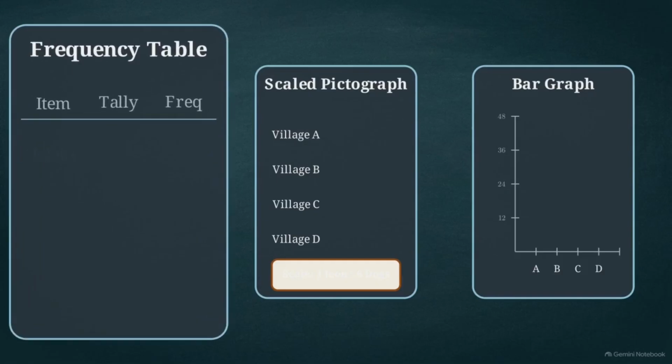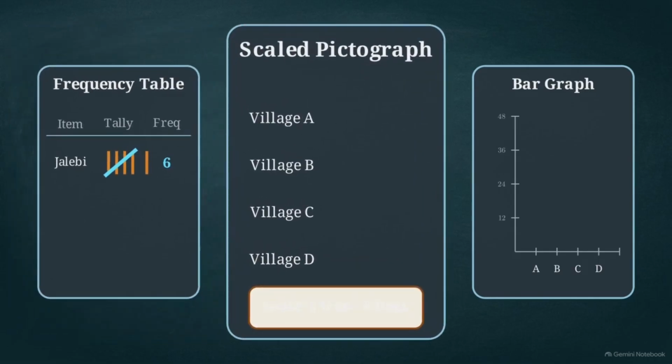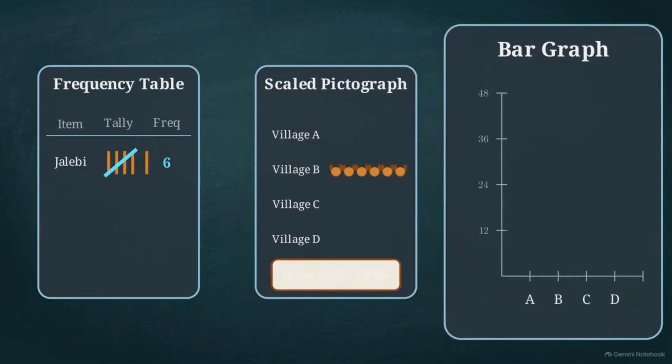These 3 tools allow us to handle data effectively: the frequency table, the scaled pictograph, and the bar graph. Remember, when building your initial table, always group your tally marks into blocks of 5. When reading a pictograph, your first step is checking the key to understand the scale. And when drawing a bar graph, maintain a steady vertical scale and keep uniform widths for every bar.